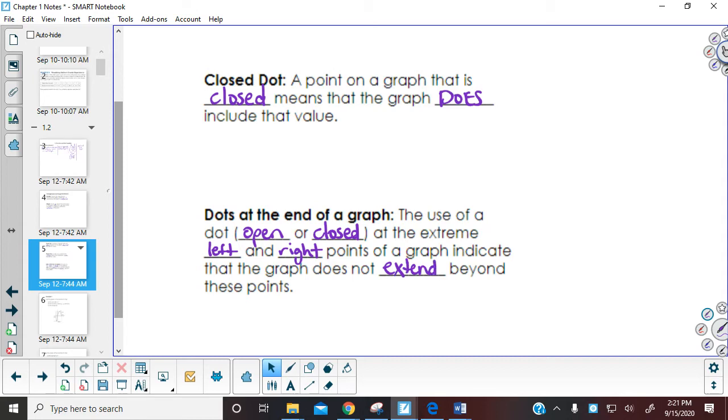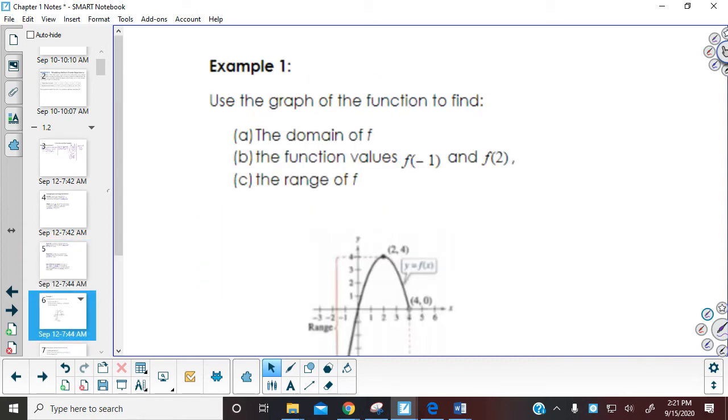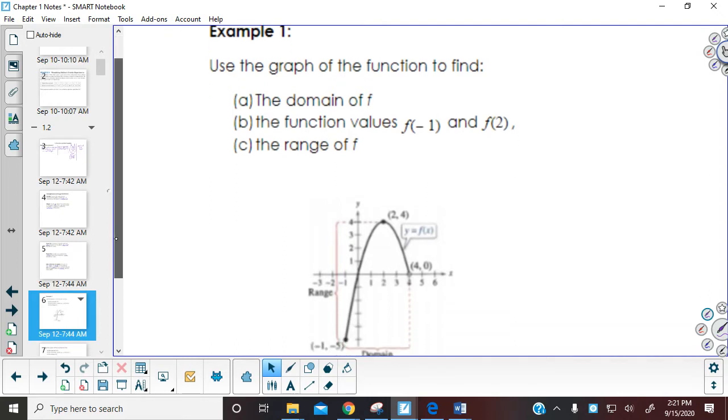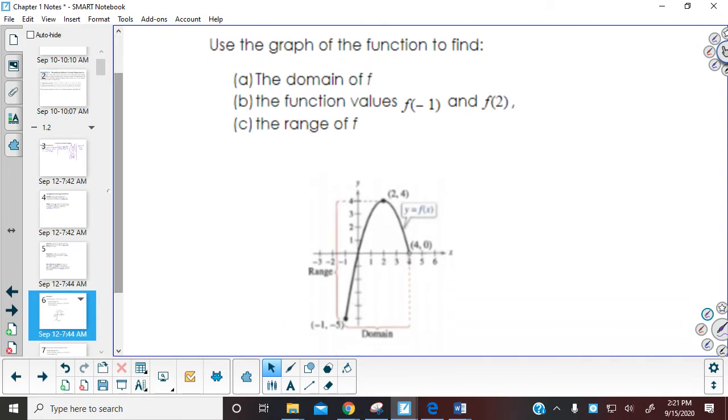Okay, so let's take a look at an example and kind of put this into practice. What we want to do is use the graph to find the following things. The first thing is your domain. Again, you're going to read left to right, and you're going to think about what points are covered left to right. As you go to the left, -1 is included, and then as you read to the right, you have this point right here that is no longer included. So you have -1 to +4, and this is the other piece to keep in mind.